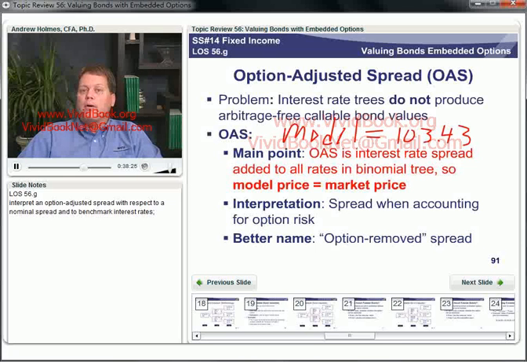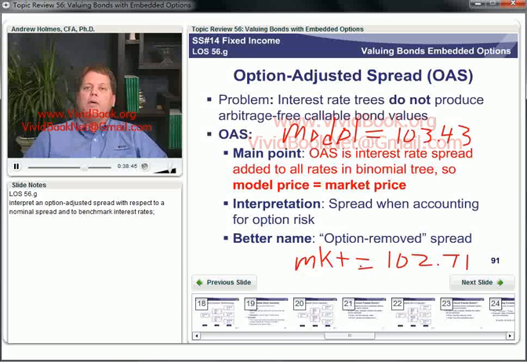Well, what happens if we go to the newspaper and we see that the market price for this bond is equal to, let's say, just as an example, 102.71? Now our model price and our market price are not the same. What we can do is go back and add 20 basis points to every interest rate in the binomial interest rate tree. If we do that, we're adding spread, increasing every interest rate, and that's going to drive down the value of the bond.